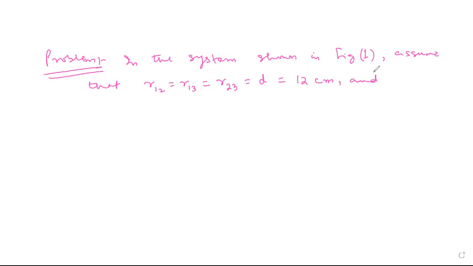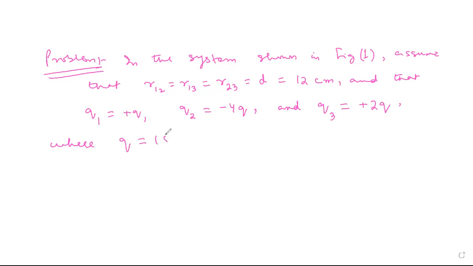and that Q1 is equal to plus Q, Q2 is equal to minus 4Q, and Q3 is equal to plus 2Q, where Q is equal to 150 nanocoulomb.